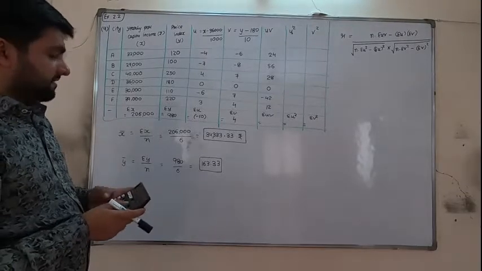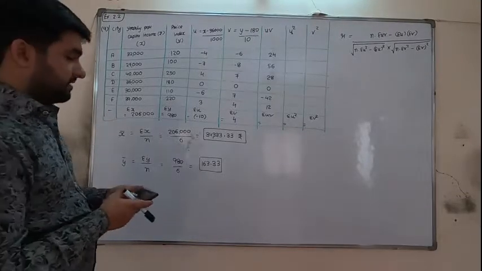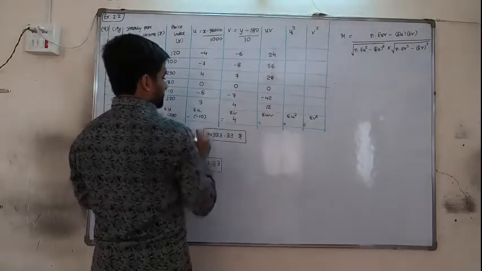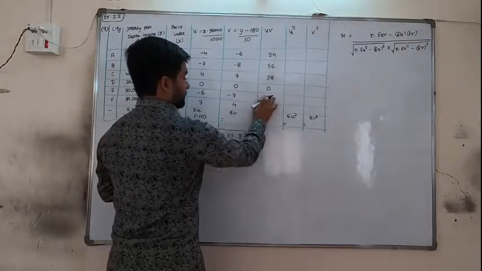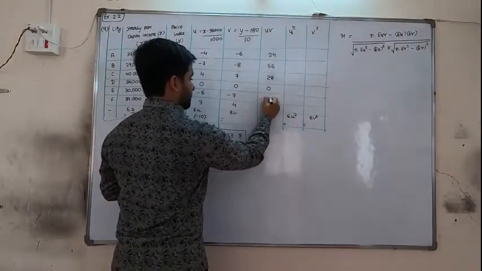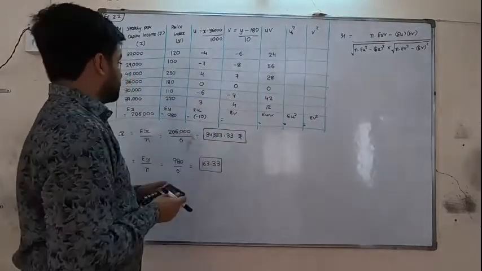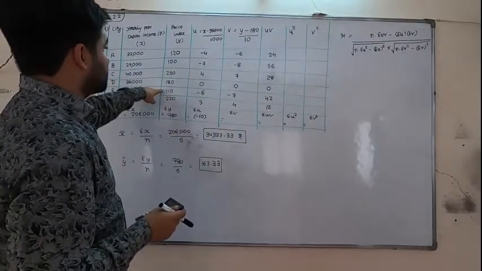110 minus 180 divided by 10 is here. Minus 7 is there. That is my mistake. Let me remove the mistake, one minute. Let me check it once.